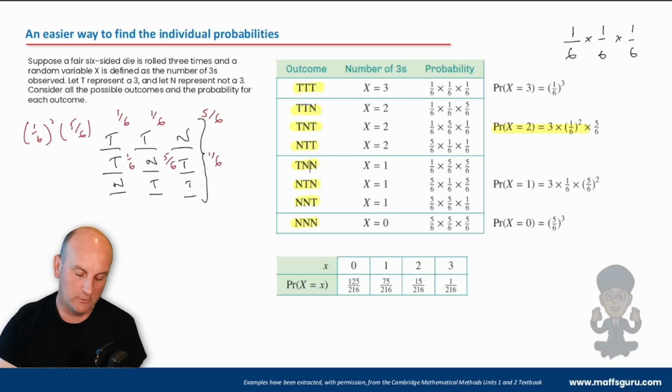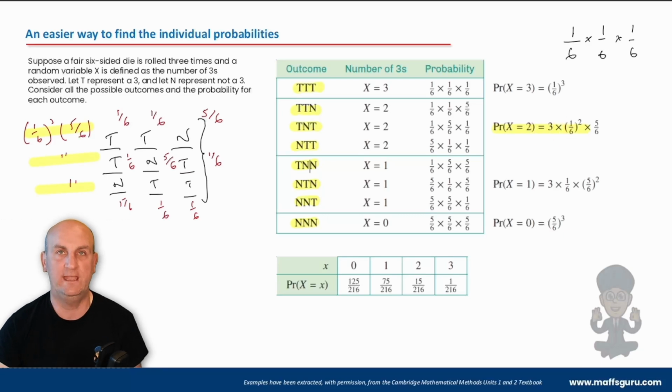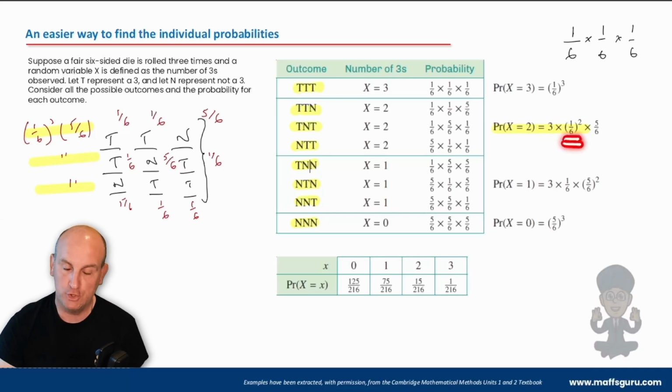So that can also be written as 1/6 squared times 5/6. And again, what have we got here? 5/6, 1/6, and 1/6. Oh, so it's the same. So basically, I've got this 1, 2, 3 times. So there we go. There are 3 different ways of getting two 3s when I throw this 3 times. There are 2 successes, right? Because that's my 1/6 to the power of 2, and 1 failure.